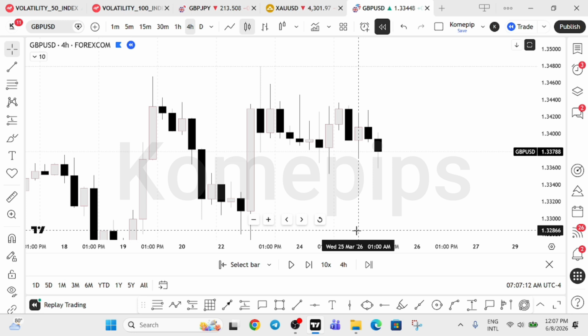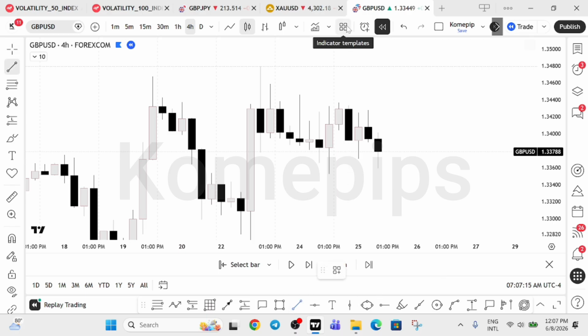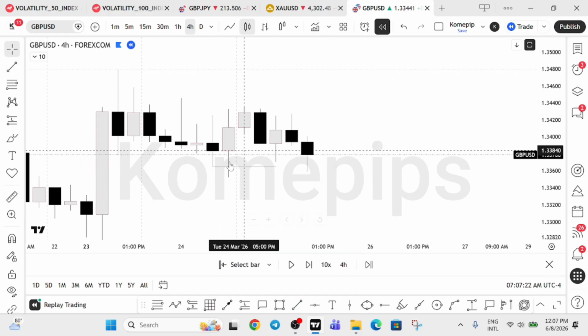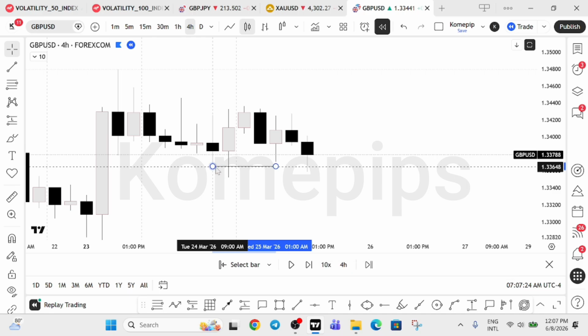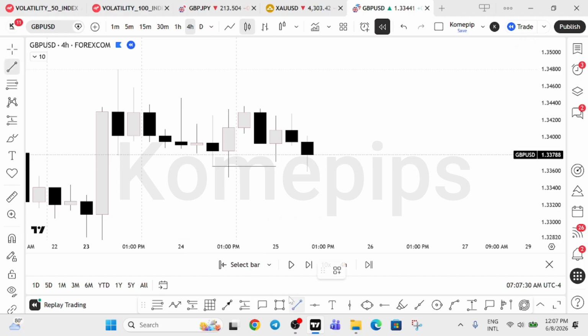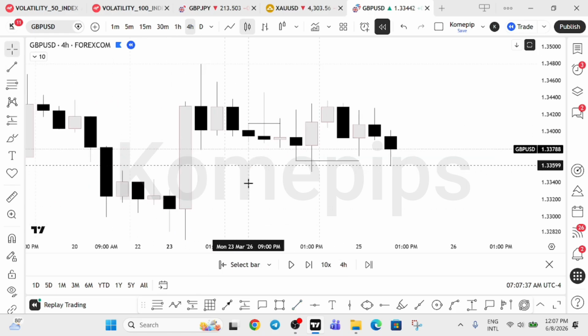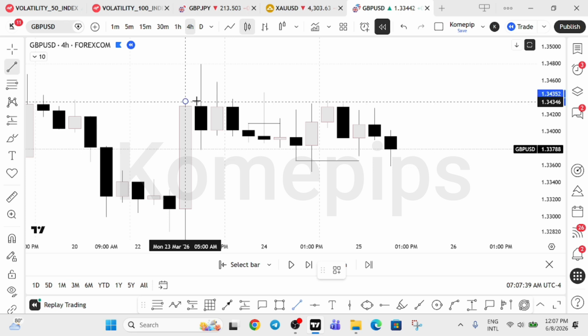So let's pay attention. First thing first, when it comes to CRT, you need to look for a previous candle. So this is a previous candle. For example, you want the current candle to sweep the previous candle's wick. So wick to wick rejection or wick to wick sweep is what we call the CRT. Let me give you more examples for those of you who are really new to CRT. Okay, this is CRT and this is CRT.